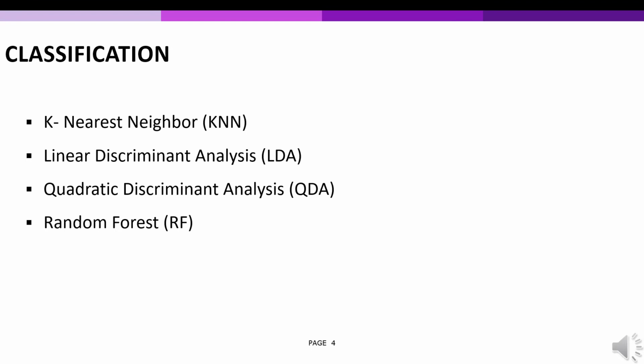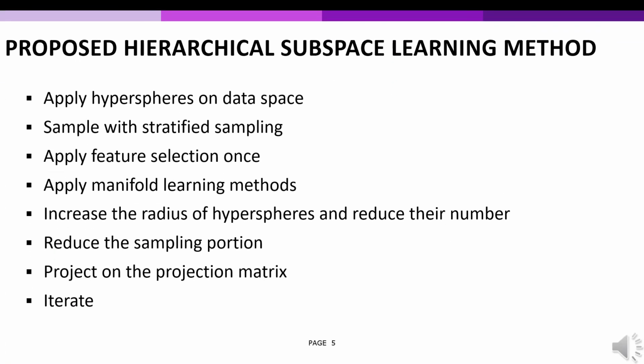We used QDA, that is the quadratic form of LDA, and also random forest that takes the majority vote from ensembles of decision trees. In this paper, we have proposed a hierarchical approach with a stratified sampling. The general idea is that we consider the points within some hyperspheres in data space, and we sample from the points of the hyperspheres with a stratified sampling. Using the sample points from every hypersphere, we can apply the desired feature selection method and our feature extraction method.